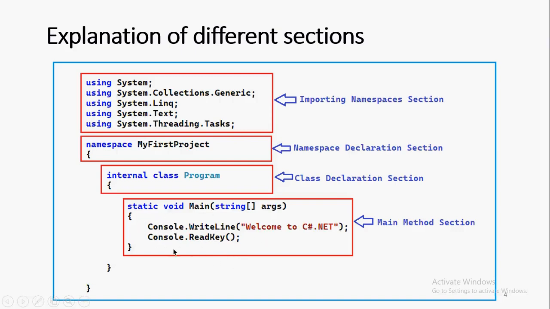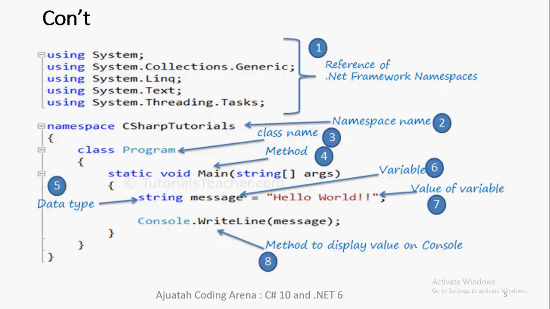So when you want to write your code, you want your code to be executed, you actually have it in this section. So that's the main method section. That's the basic structure of a C# program. That's how it's going to look like. Now the same thing explained in another way.